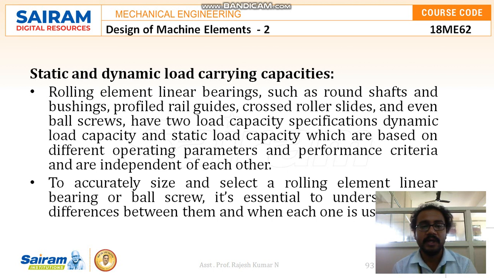Rolling element linear bearings such as round shafts and bushings, profiled rail guides, crossed roller slides, and even ball screws have two load capacity specifications, dynamic load capacity and static load capacity, which are based on different operating parameters and performance criteria, completely independent of each other. To accurately size and select a rolling element linear bearing or ball screw, it's essential to understand the differences between them and when each one is used.